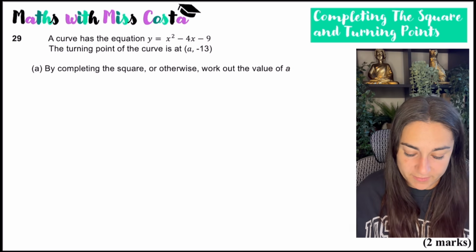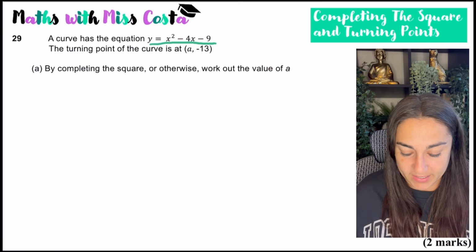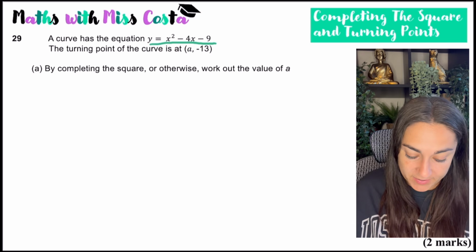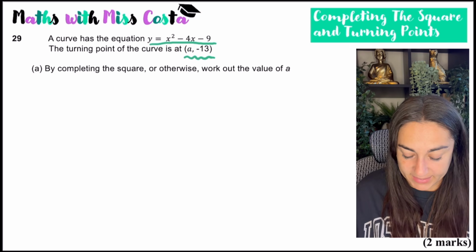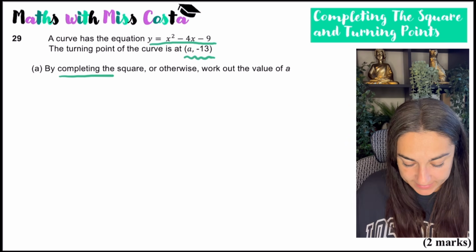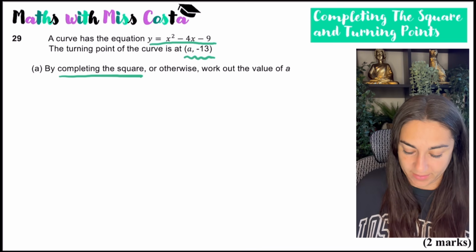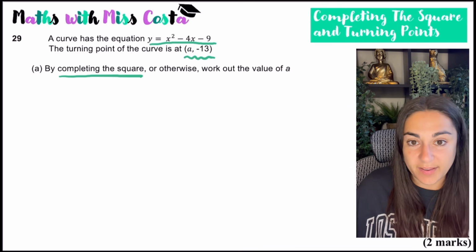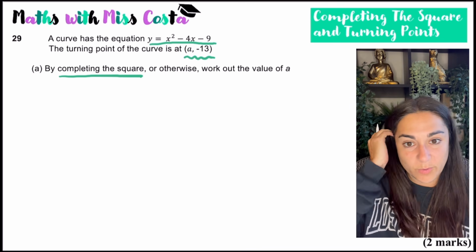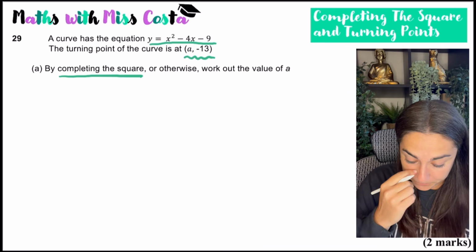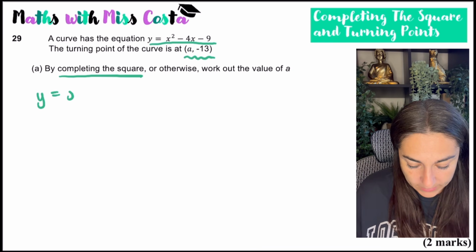So I'm told that a curve has the equation y equals x squared minus 4x minus 9, and the turning point of the curve is at (a, minus 13). By completing the square, or otherwise, work out the value of a. So to find the turning point of any curve, we want to complete the square. So I know that y equals x squared minus 4x minus 9.